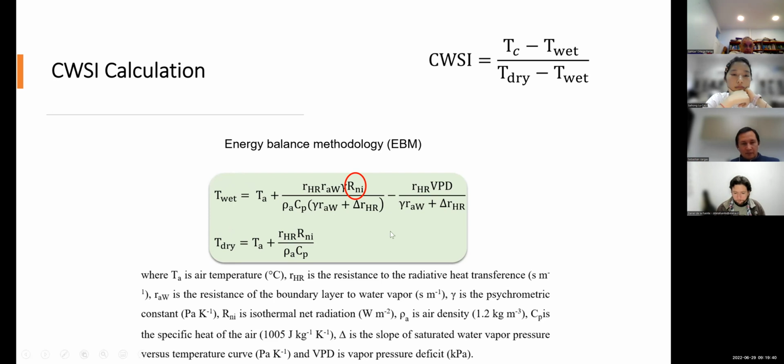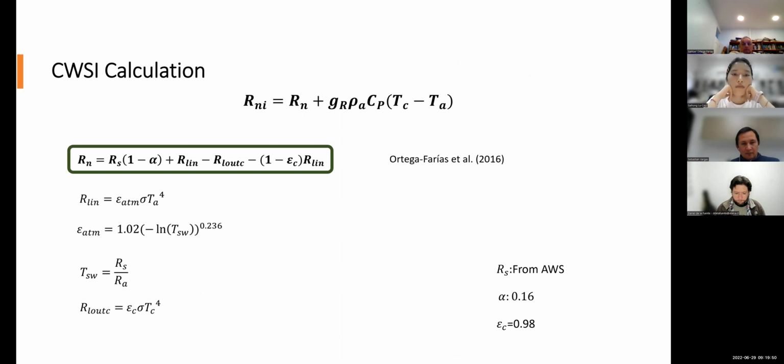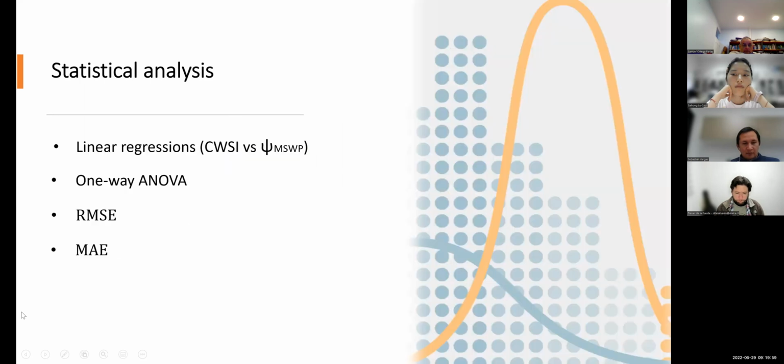And the novelty of this equation comes in the form of the calculation of the isothermal net radiation, which in this case was calculated through the equation proposed by Ortega-Farias et al. in 2016, which incorporates all the equations that you can see on the screen. In addition to this, we carried out statistical analysis in the form of linear regressions, one-way ANOVA, and we considered two error estimators, which are root mean squared error and mean absolute error.